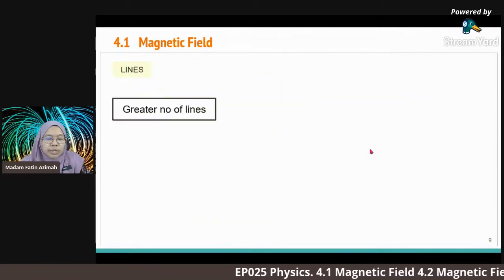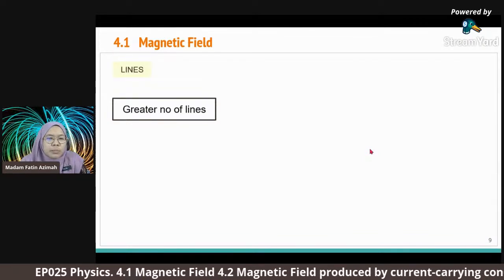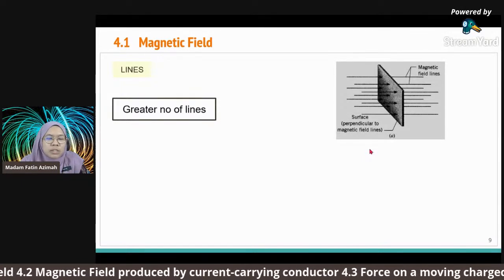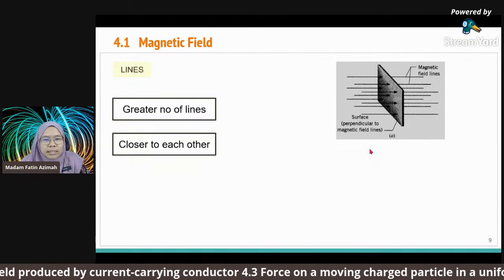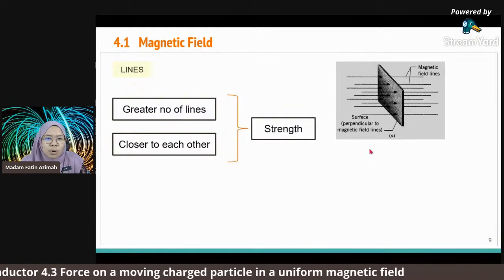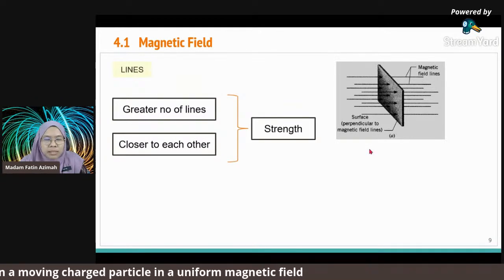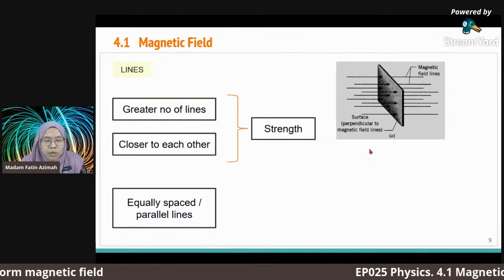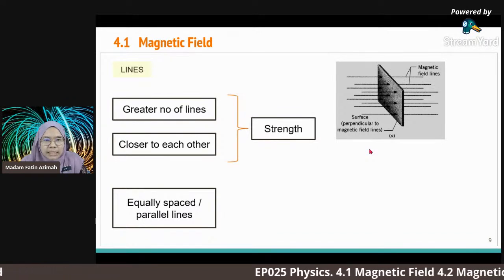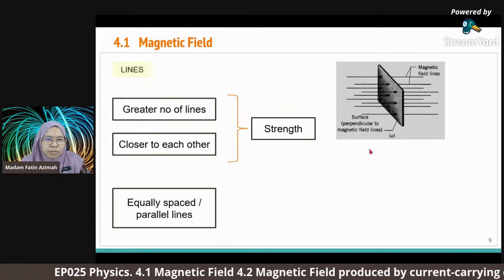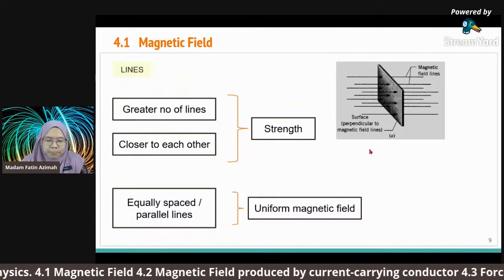Okay, still talking about the magnetic field lines. If the diagram has a greater number of lines, and the lines are closer to each other, this indicates that the strength of the magnetic field is stronger. More lines and closer to each other means stronger magnetic field. Next, when the lines are parallel and equally spaced, it represents a uniform magnetic field.